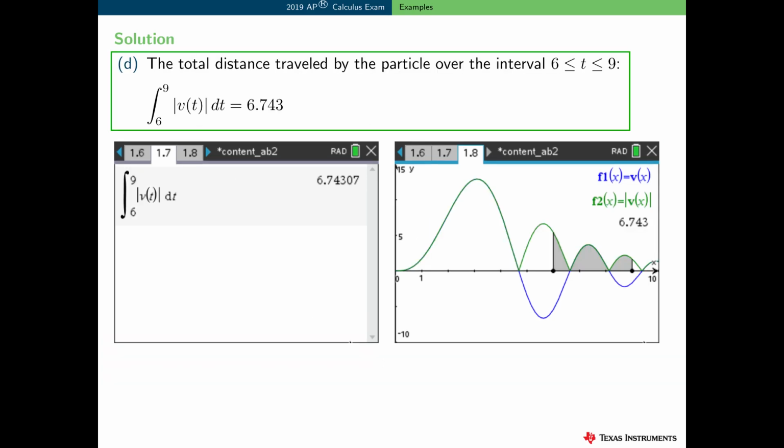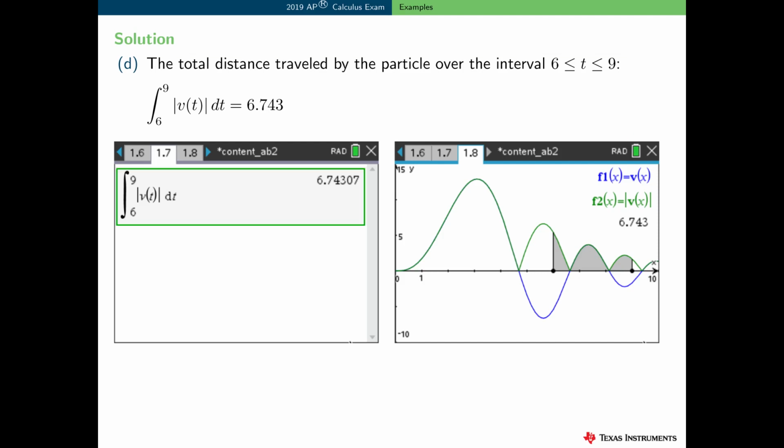The total distance traveled by the particle over the time interval 6 to 9 is given by this definite integral. And here's how I can find this value on a calculator page. And I can also visualize this result on a graph page. Here, the graph of the absolute value of the velocity, or the speed, is green. The definite integral, or distance traveled, is given by the area of the shaded region. And on this graph screen, I also found 6.743. So I feel pretty confident about that answer.